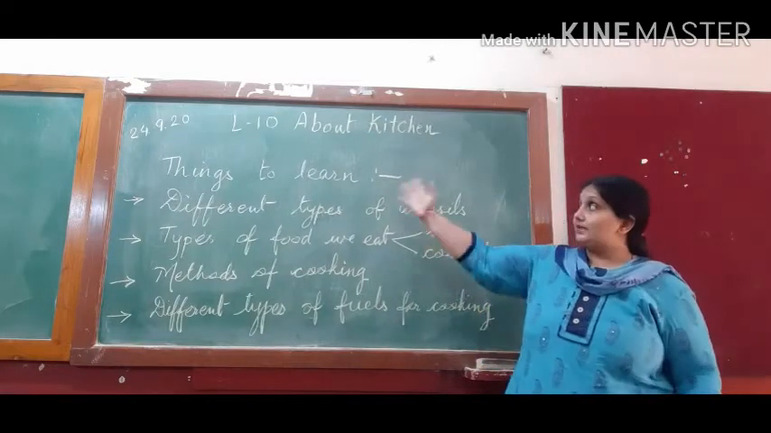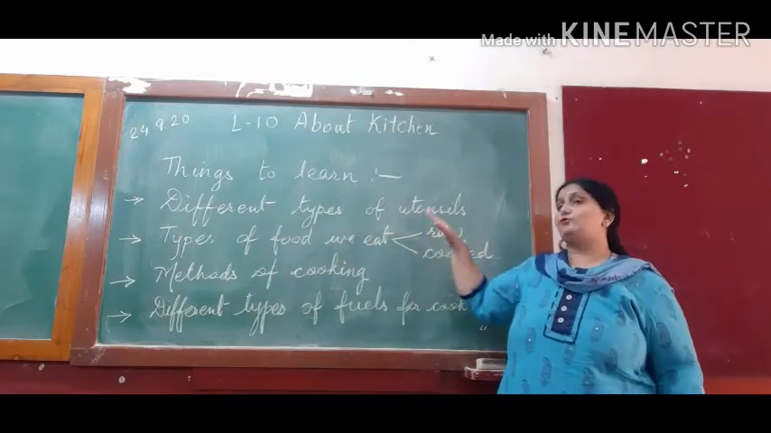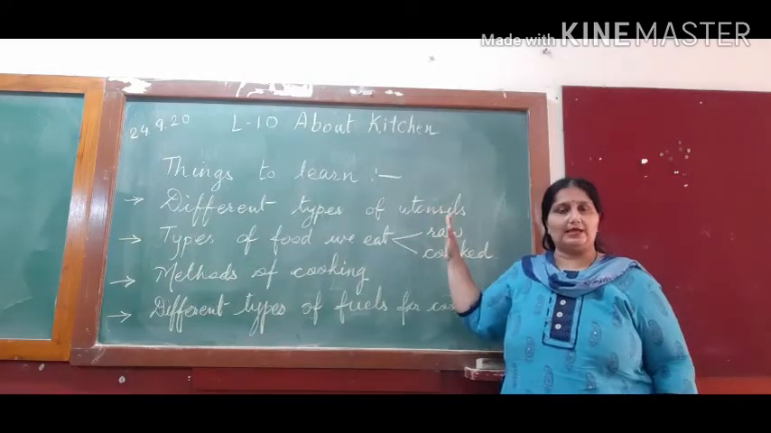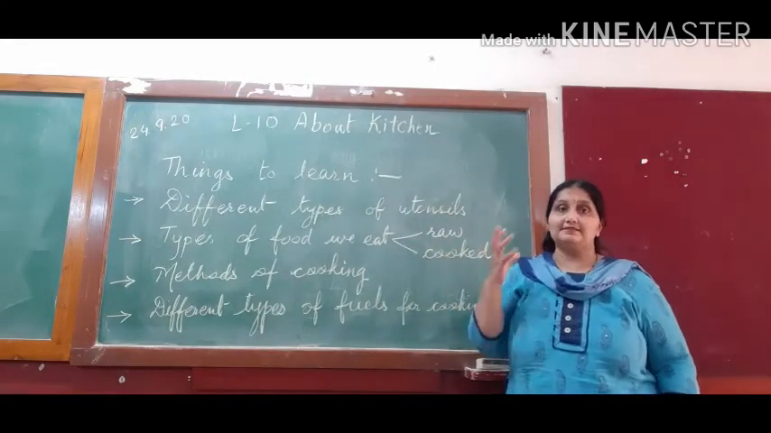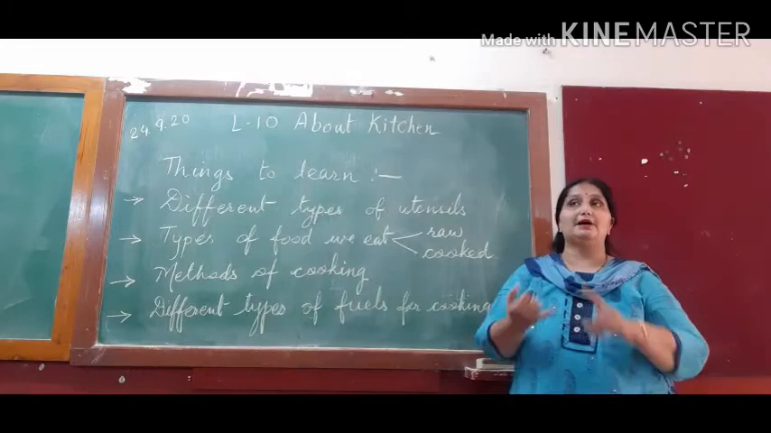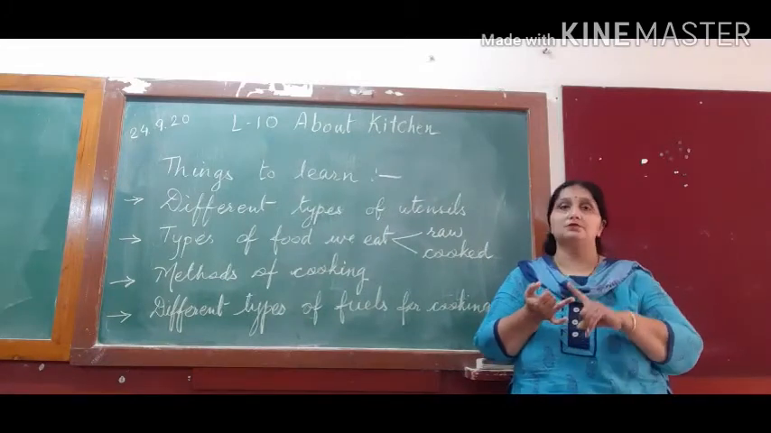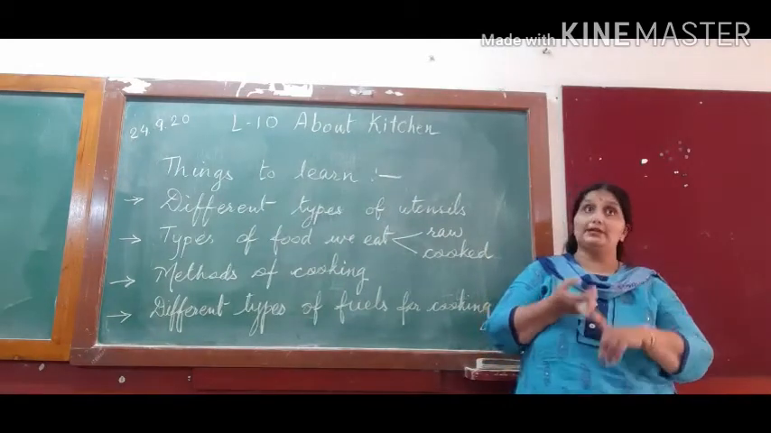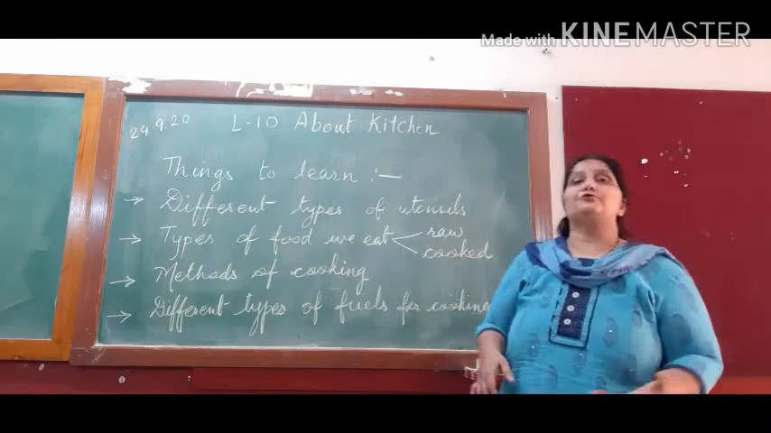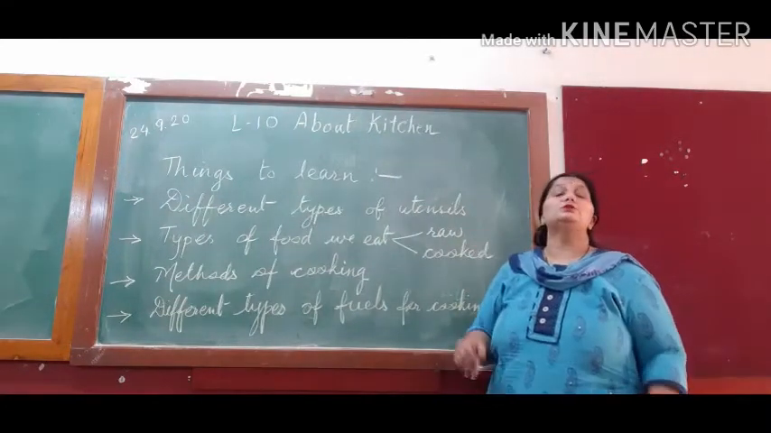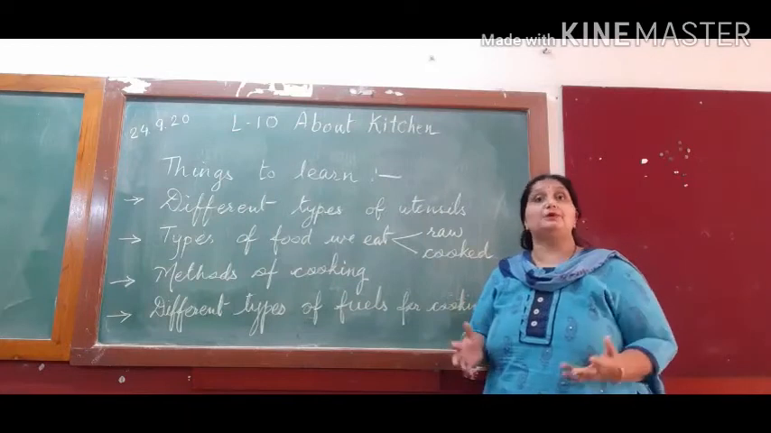Okay. So the things that we are going to learn is different types of utensils. What are utensils? Yes, the vessels that you see in the kitchen. Some are used for cooking, some are used for serving, some are used for eating. So there are different types of vessels, utensils that are used, which are made up of different material.